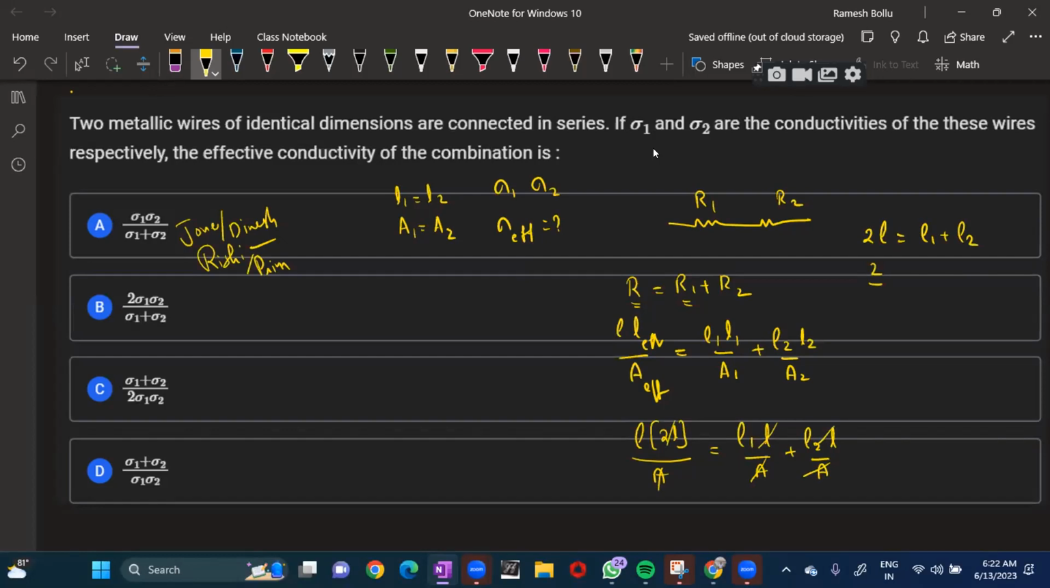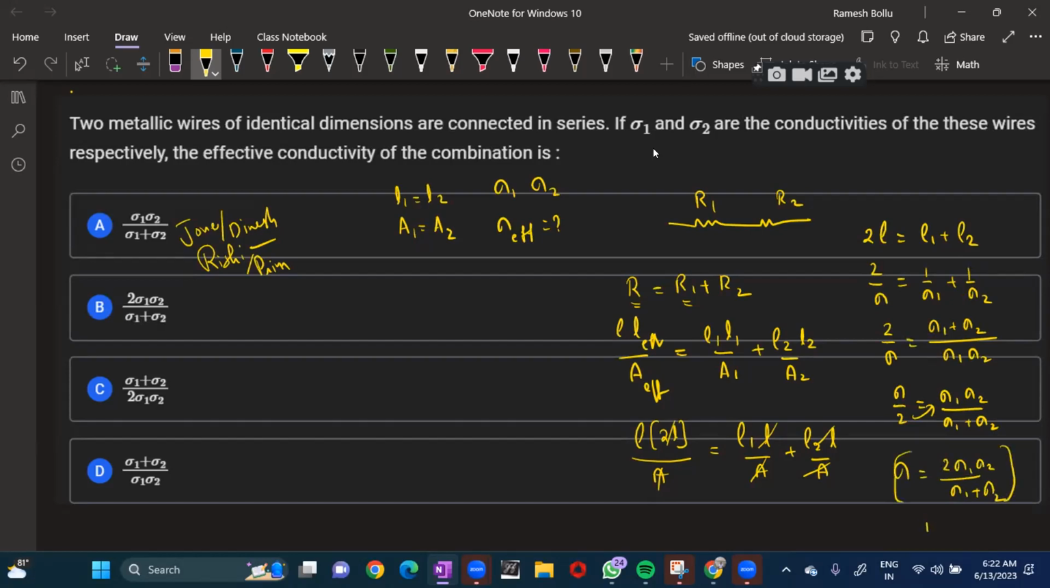Resistivity value, how much? It is 1 by conductivity, so 1 by sigma 1 plus 1 by sigma 2. 2 by sigma equals, what is the LCM? Sigma 1 into sigma 2 over sigma 1 plus sigma 2. If you invert, sigma by 2 equals sigma 1 sigma 2 divided by sigma 1 plus sigma 2. So what is the effective conductivity? 2 sigma 1 sigma 2 divided by sigma 1 plus sigma 2.